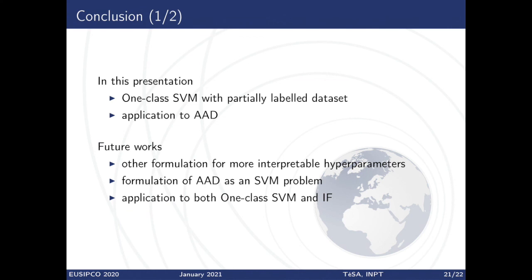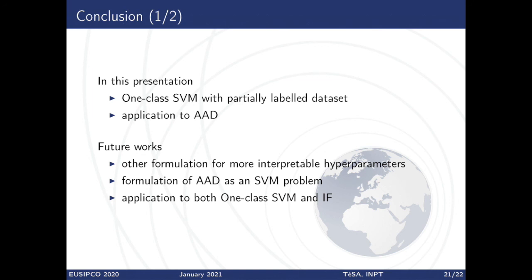So now some conclusion. We presented one class SVM with partially labeled datasets, and we applied this problem to active anomaly discovery. So future works will consider other formulation for more interpretable hyperparameters. So as we've seen in the formulation, we added some hyperparameters in the cost function, but we don't have any insights on how they modify the cost function. So future work will try to better explain the hyperparameters.